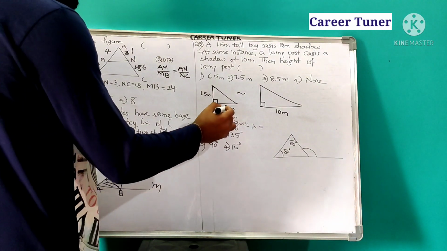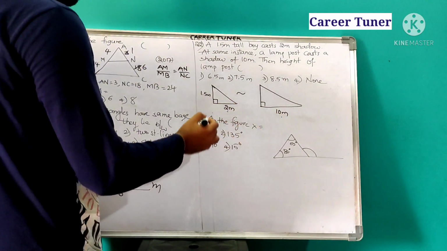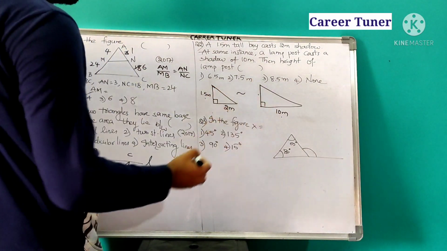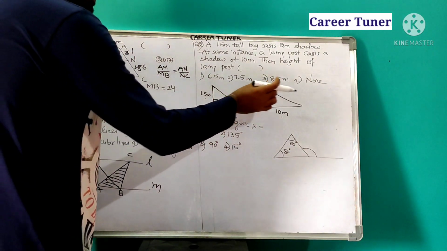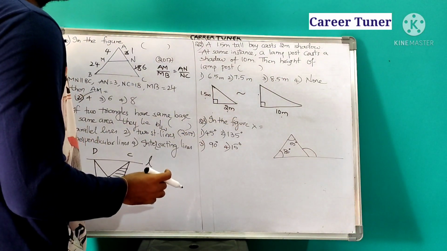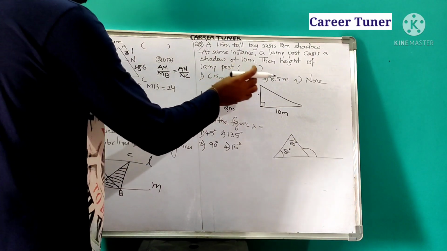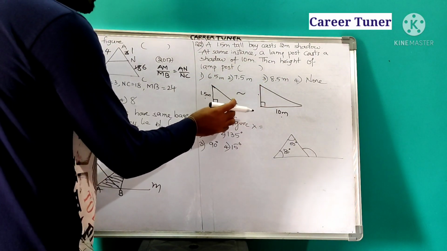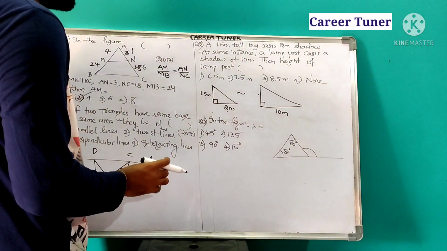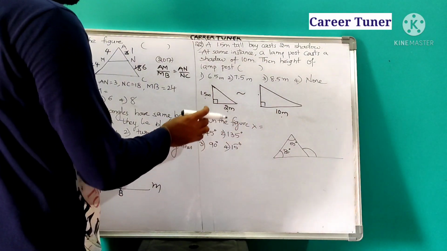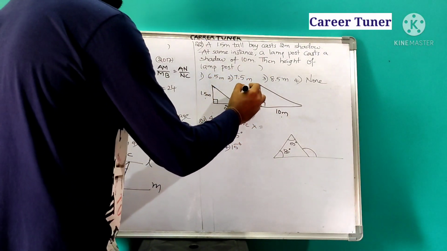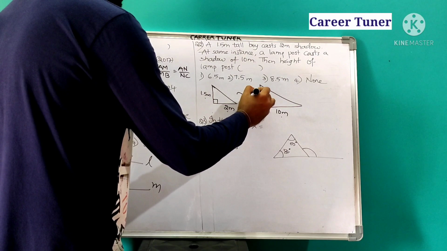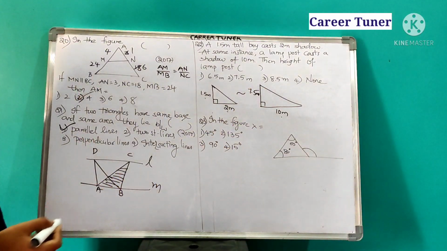Now, you see the ratio of this side to this side will be equal to the ratio of this side to this side. So, now you see this 2 became 10. So, multiplied by how many times? 5 times. Similarly, 1.5 also should become some value. Here also it should be multiplied by what? 5 times. So, 2 is multiplied by 5 times. So, 1.5 also you multiply by 5 times. Then it becomes what? 7.5 meters.